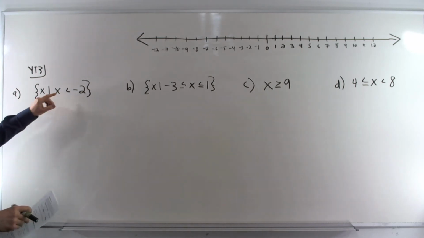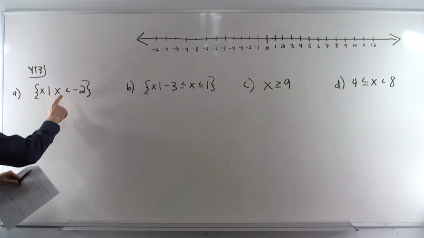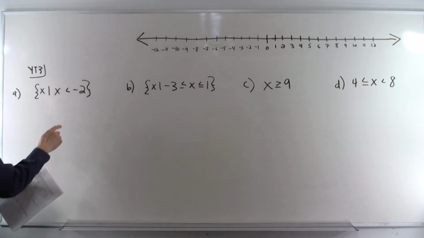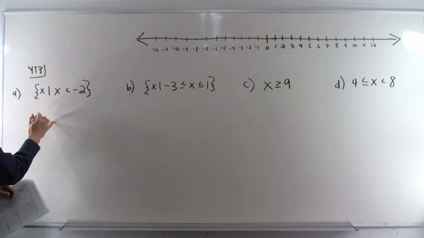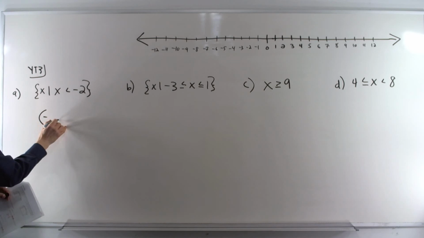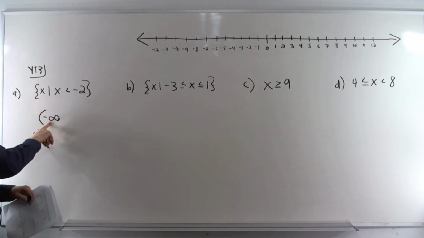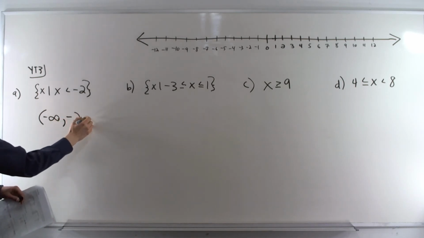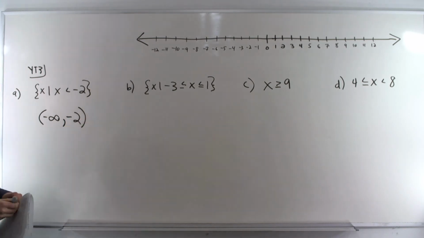First one, x is less than negative 2. So it's strictly less than, so negative 2 will not be in the solution set. There's no boundary over on the left-hand side, so that means we're going all the way out to negative infinity. So we'll start with negative infinity. Remember, smallest number is on the left, comma. Negative 2 is our other boundary, and it's strictly less than, so it's a parenthesis there.